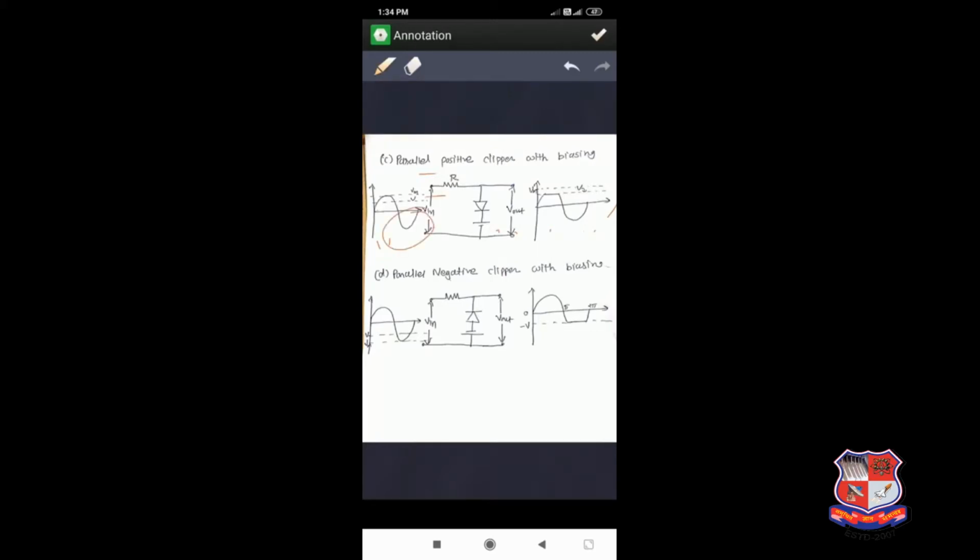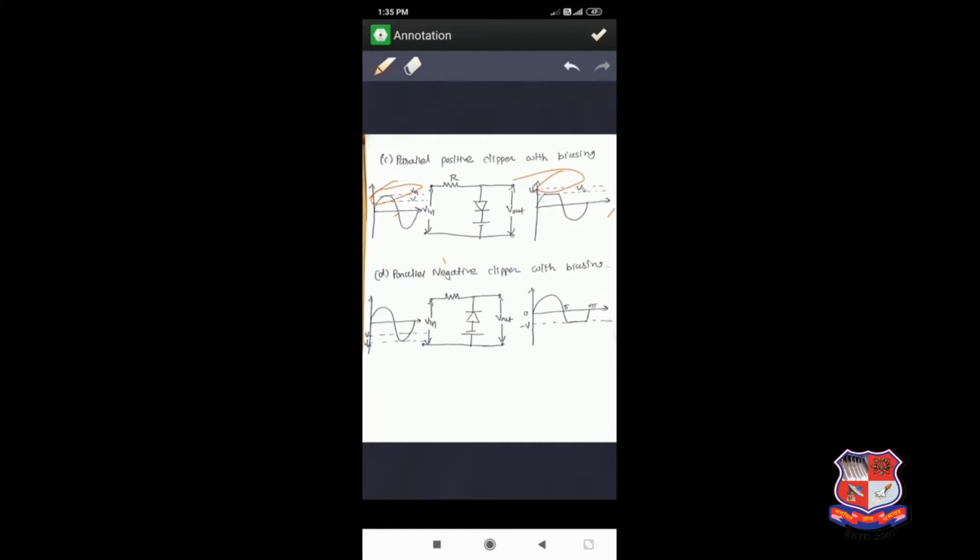Now for the negative cycle, if the negative cycle is applied, this terminal is minus, this terminal is plus, so the diode is in reverse bias. Due to the battery also, the diode is in reverse bias, positive connected with cathode. In both conditions the diode is in reverse bias, so it acts as an open circuit, and we get output equal to the input voltage, like this. These are the parallel positive clipper circuits. In that also, some portion of the positive part is skipped.